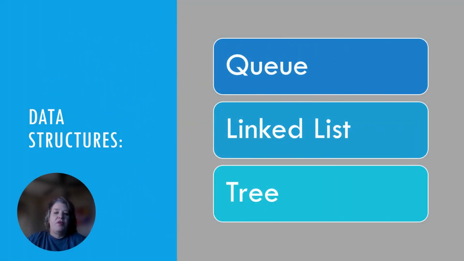To recap, we've covered queues, which follow a first in, first out approach for task management. Linked lists, which offer dynamic resizing and efficient insertions or deletions. Binary search trees, which organize data hierarchically for quick searches. These data structures are foundational in programming and play vital roles in solving real-world problems.